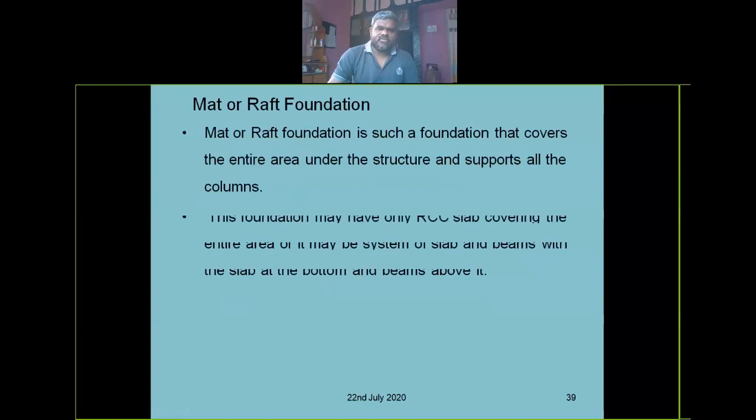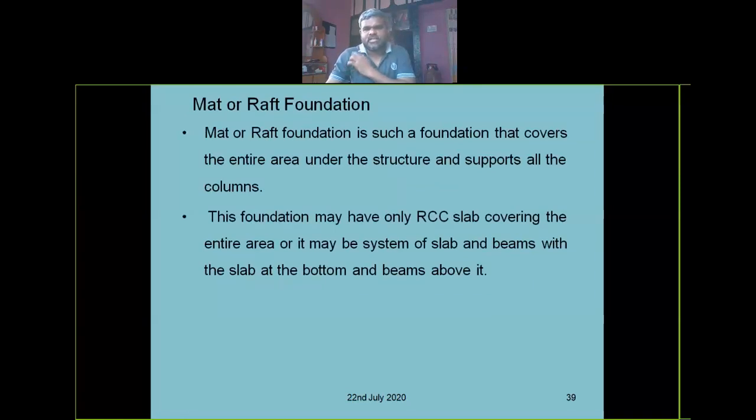Next is raft foundation or mat foundation. A mat or raft foundation is a foundation that covers the entire area under the structure and supports all columns. This foundation may have only an RCC slab covering the entire area, or it may be a system of slab and beam with the slab at the bottom. This is the plinth beam, and the beam above it. So when the total area is covered with an RCC slab, that is called a mat foundation or a raft foundation, right?